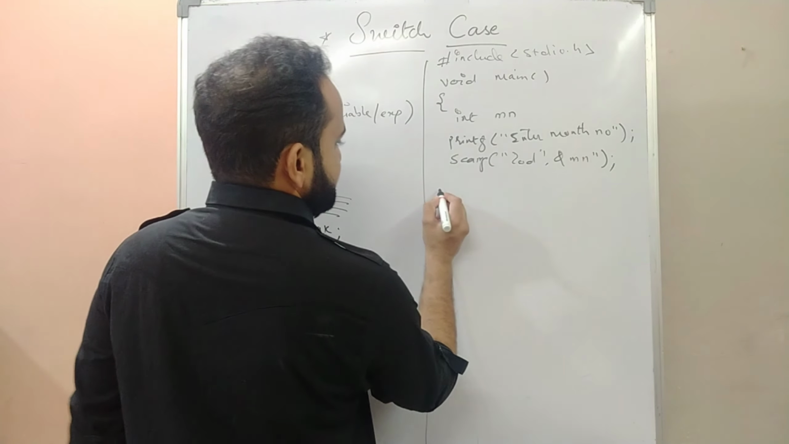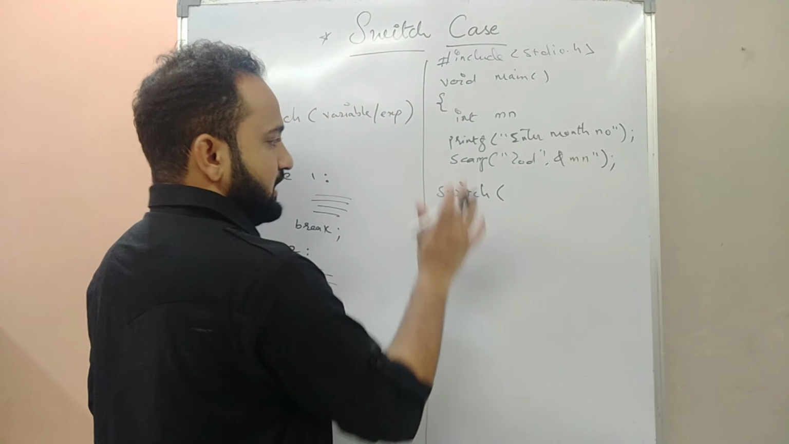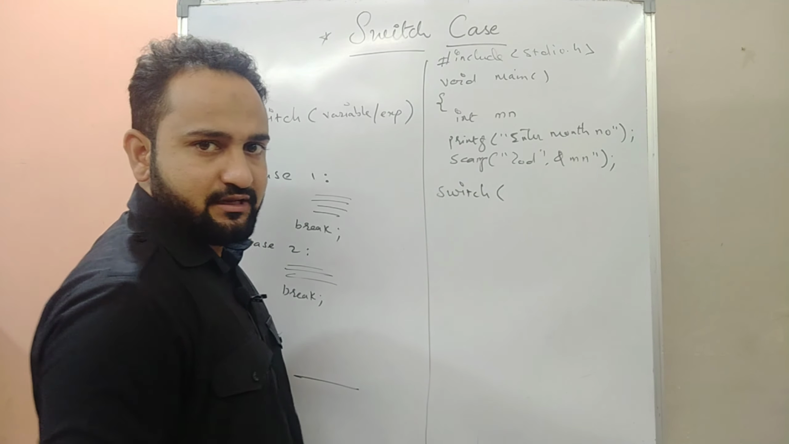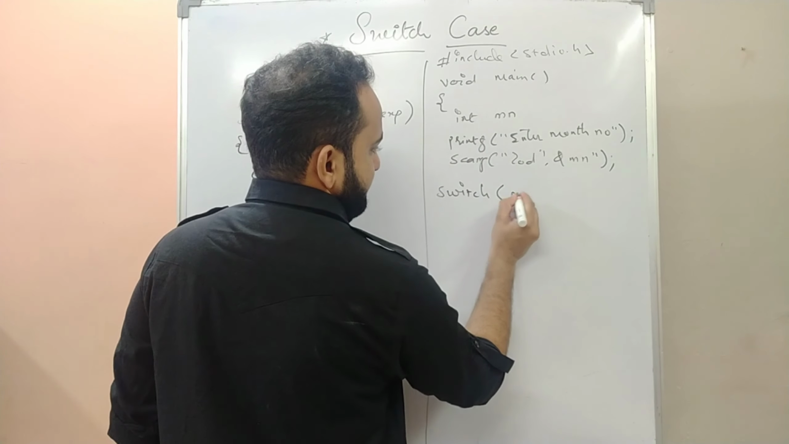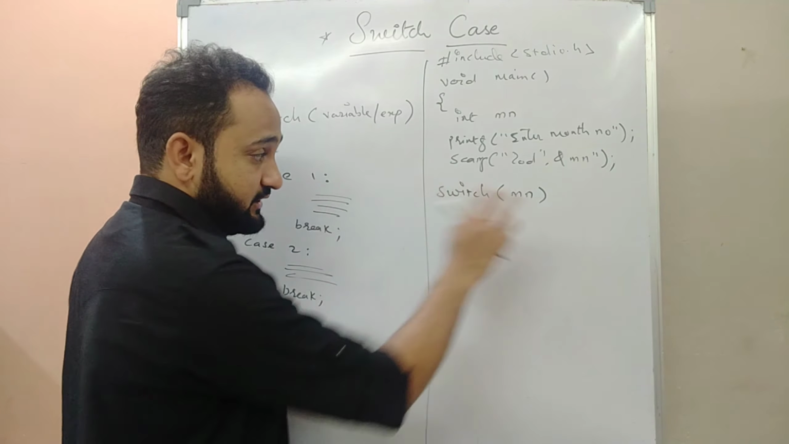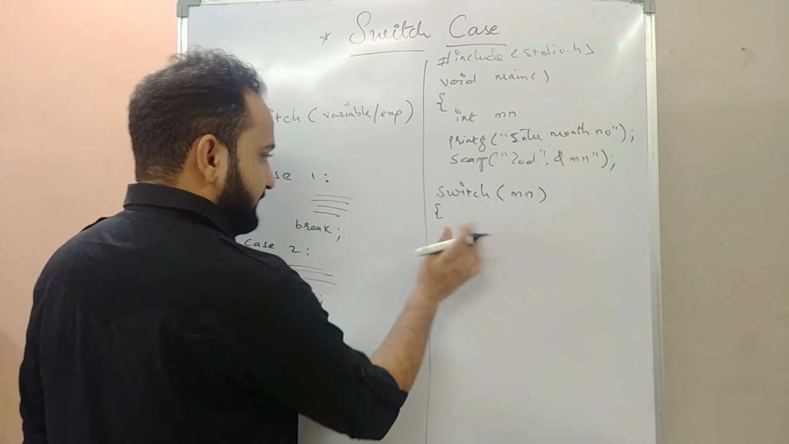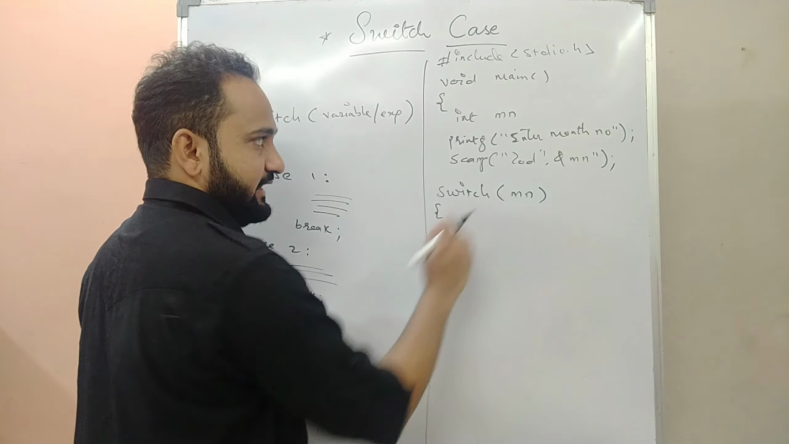Now see how switch works. As I told you, into switch you will give one variable. What is the variable that we will give here? The mn variable we will give. There is no semicolon, there is nothing after it. You have to open this bracket, and after this, based on mn, you will write cases.